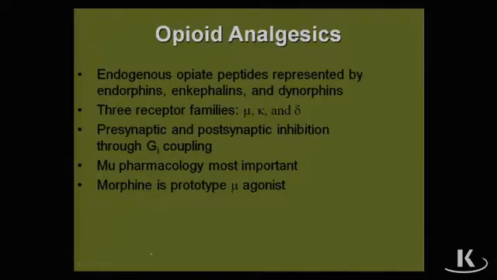First, as an introduction, let's not forget that opiates work on receptors that are present simply because we do have endogenous peptides that are morphine-like. They belong to the families of endorphins, enkephalins, and dynorphins. Those three families of peptides actually bind to three receptor families, mu, kappa, and delta.